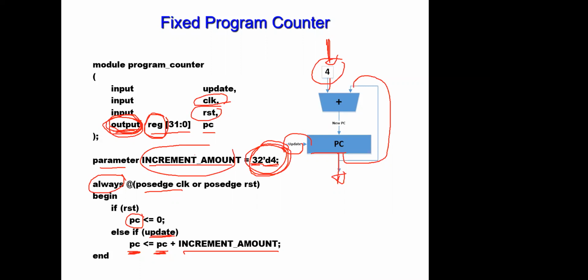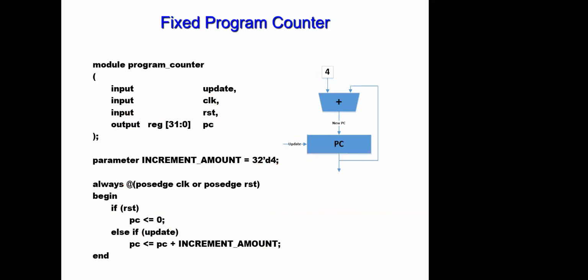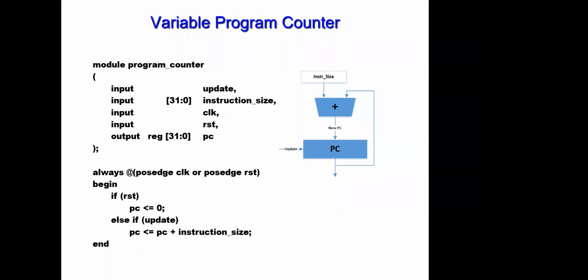So if reset is equal to 1, reset the program counter, meaning the program counter needs to be 0. Otherwise, if the reset is 0 and I have the update signal, please increment. This is just a simple Verilog code to show you how to write something like that.